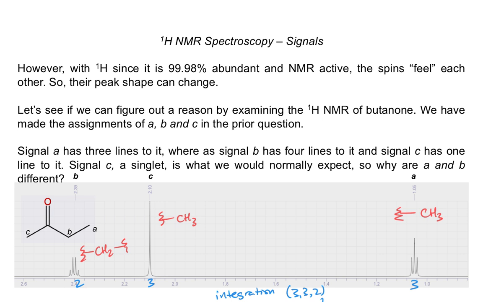So I just want everyone to be clear. When you're looking at a signal, the integration is the attached hydrogens. The number of lines is due to the neighboring hydrogens. So make sure that that's clear in your understanding.